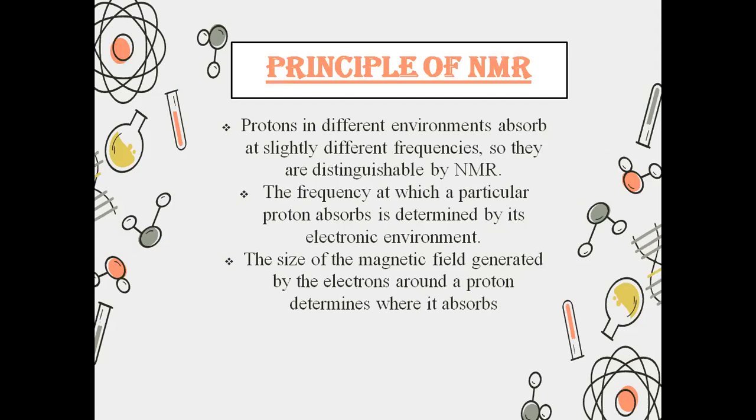So here is the principle of NMR. Protons in different environments absorb at slightly different frequencies, so they are distinguishable by NMR. And the frequency at which a particular proton absorbs is determined by its electronic environment. The size of the magnetic field generated by the electrons around a proton determines where it absorbs.